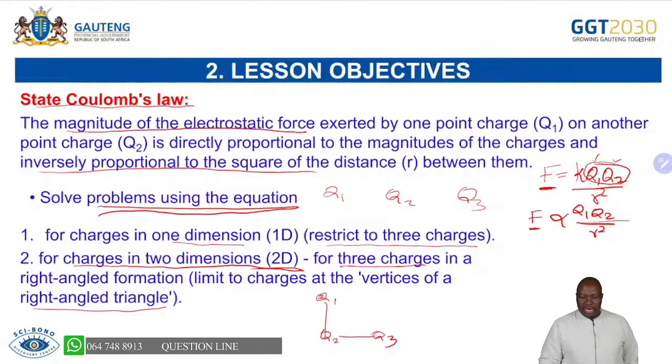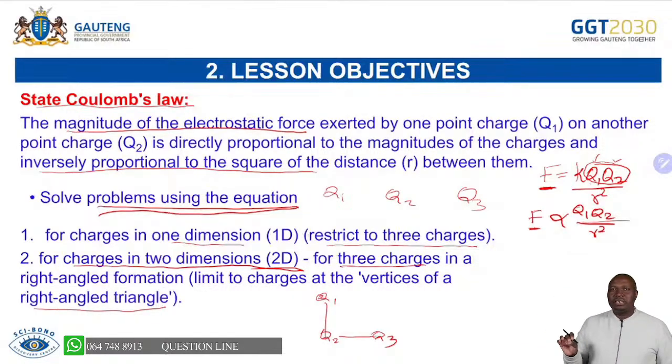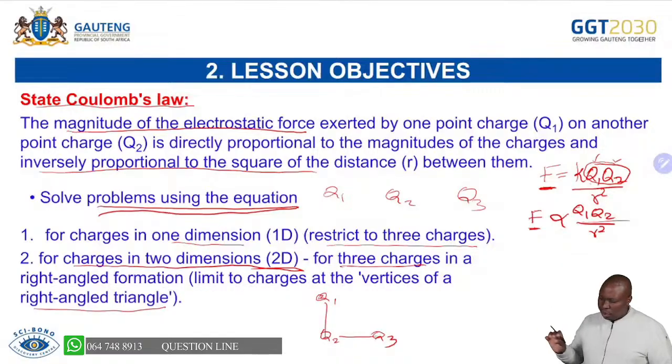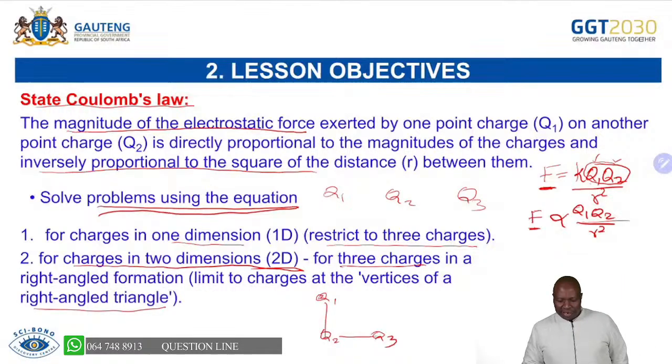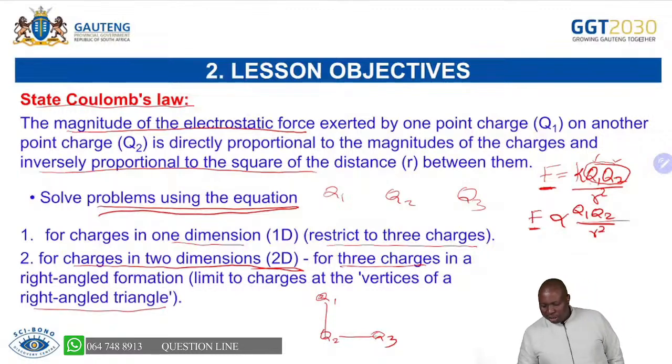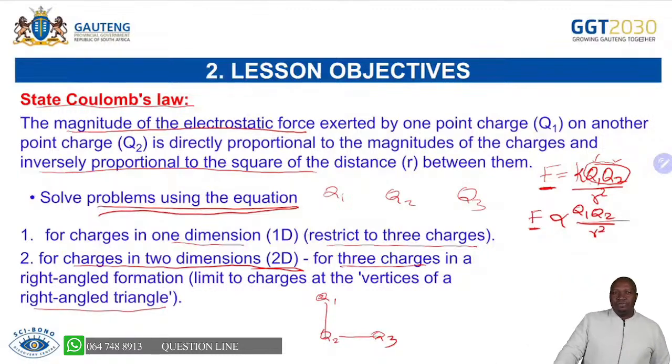So you are able to see that now we are going to deal with those two scenarios. The first one being charges in one dimension with a maximum of 3 charges. The second one being charges in 2 dimensions, and we are still restricted to only 3 charges. So we won't have more than 3 charges. Those are the first objectives that we are going to achieve for today.